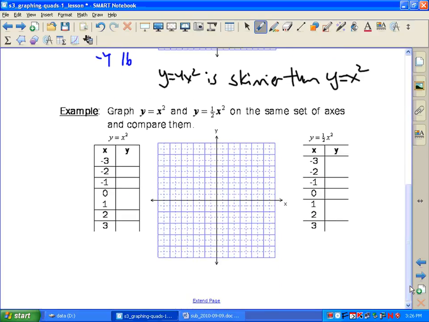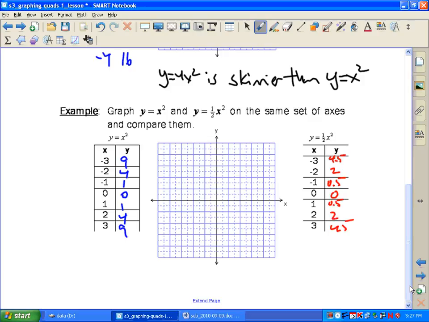So let's do the same thing here. Let's graph y equals x squared and y equals 1/2 x squared on the same set of axes and compare them. So again, the gimme here is on the left, right? 9, 4, 1, 0, 1, 4, 9. But now on the right, 1/2 x squared. So we're going to take each of those numbers and cut them in half. So 9 cut in half is 4.5. 4 cut in half is 2. 1 cut in half is 0.5. 0 cut in half is still 0. That's 0.5. That's 2. That's 4.5.